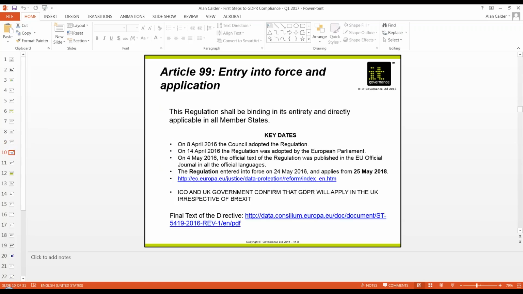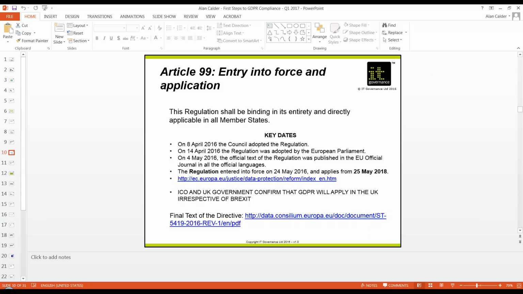GDPR applies from the 25th of May 2018 in all member states of the European Union, and unless the United Kingdom has left the European Union fully and completely by the 25th of May 2018, it will by treaty apply in Britain as well. So Brexit has no bearing on the application of GDPR. The way the law works is that the law applies to all member states right up to the very last moment that they cease to be member states.